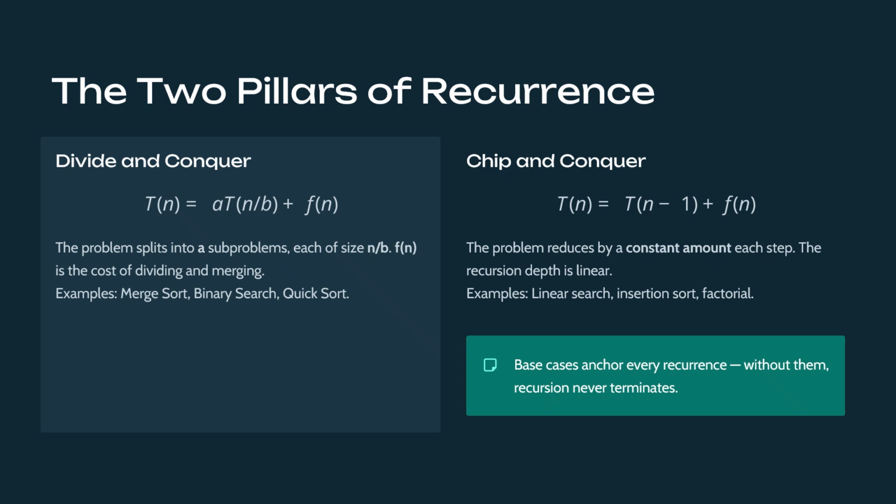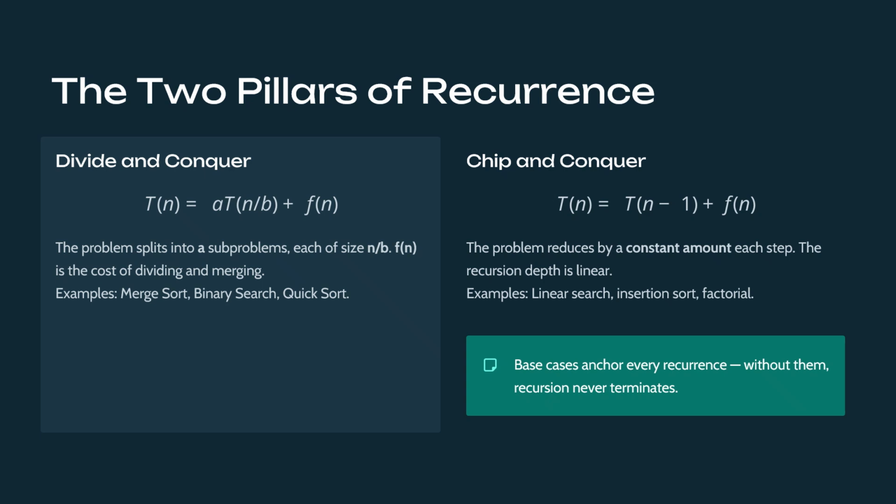The second strategy is chip and conquer. Instead of splitting the problem, the algorithm removes or processes one element at a time. Examples include factorial, linear search, recursive insertion sort. The recursion depth here is usually proportional to the input size.